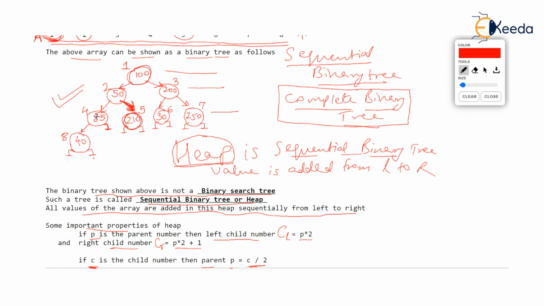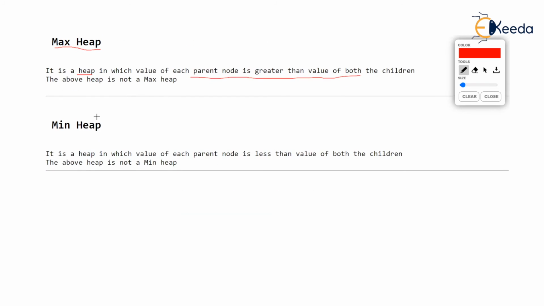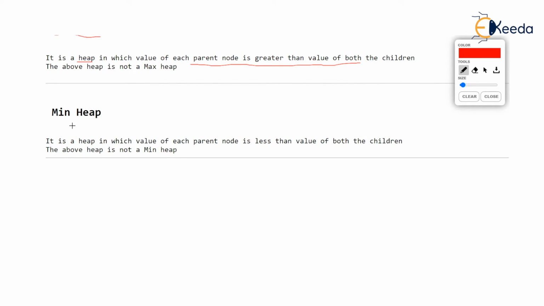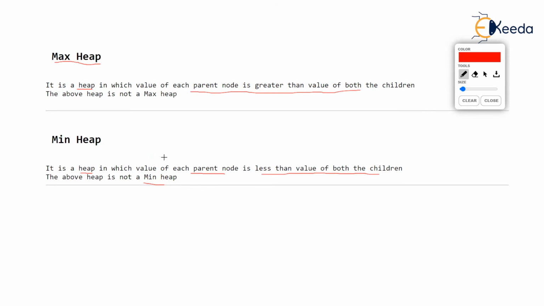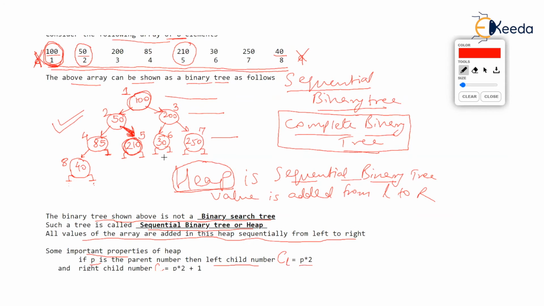Anyway, now what is min heap then? The second type of heap, yes, you already know this now. It is a heap in which each parent node is less than the value of both the children. Now the above heap is not a min heap also. Let's see. Check this. This heap that I have drawn is not a min heap.